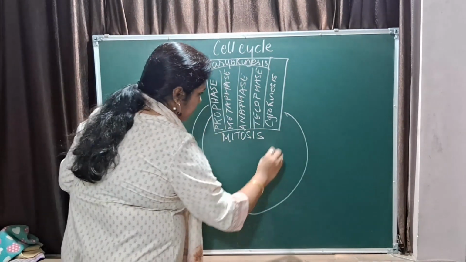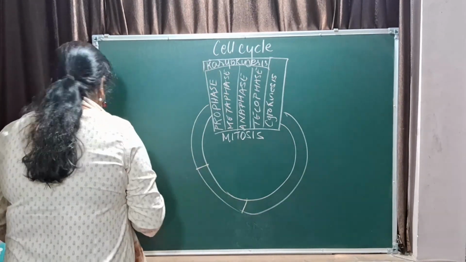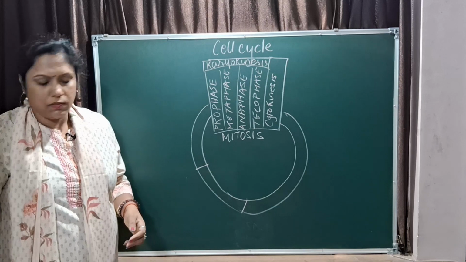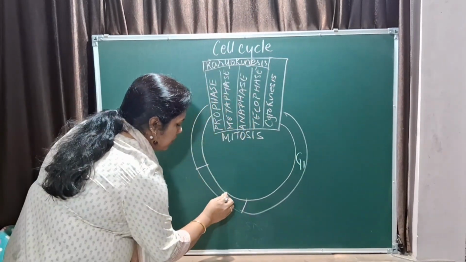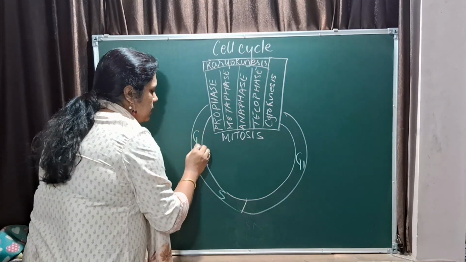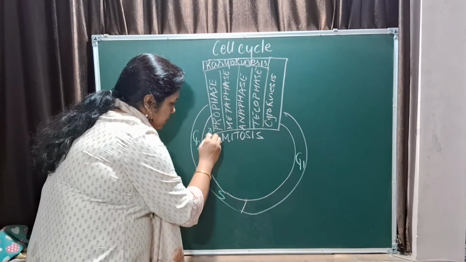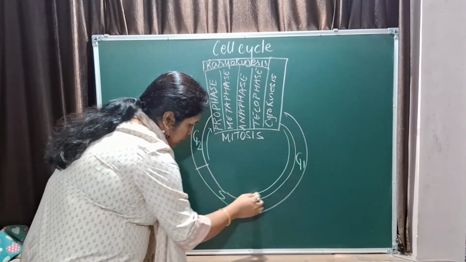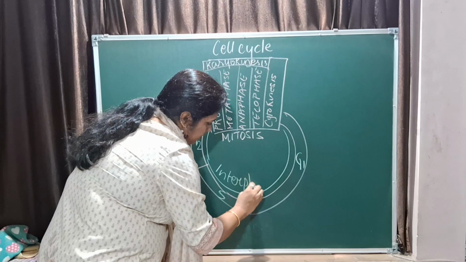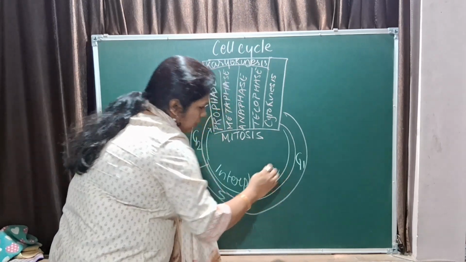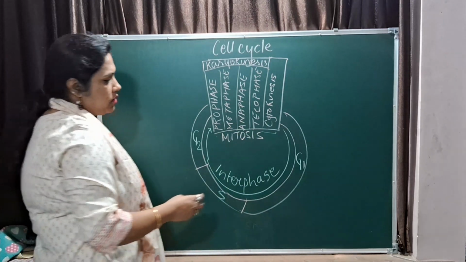And then you have the phases. Let me just quickly go through the phases. This one is the G1 phase. This one is the S phase, and this one is the G2 phase. Okay, this phase, from here to here, is the interphase. Okay, after interphase you have the mitotic phase or the mitosis.